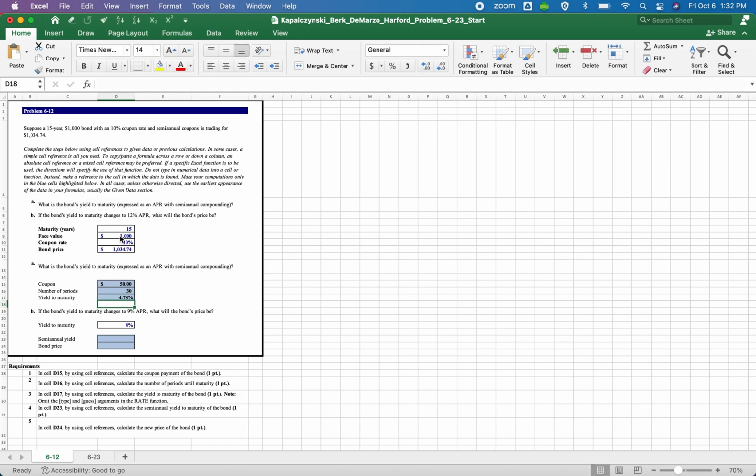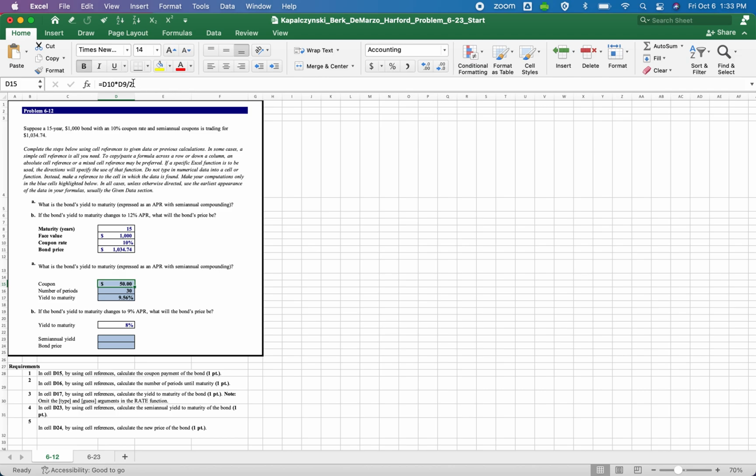Okay, so this is my periodic rate, 4.78%. That is my rate per period, applicable to discount every payment. But I have 2 payments per year, so I have to multiply my rate per period times 2, and that is your yield to maturity. Remember to multiply by 2.